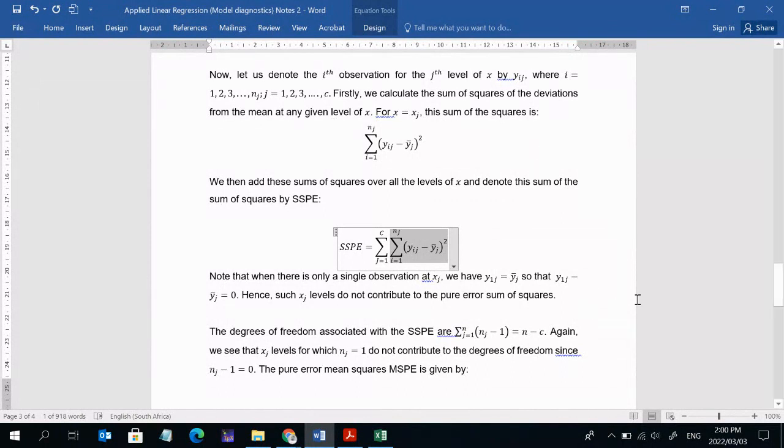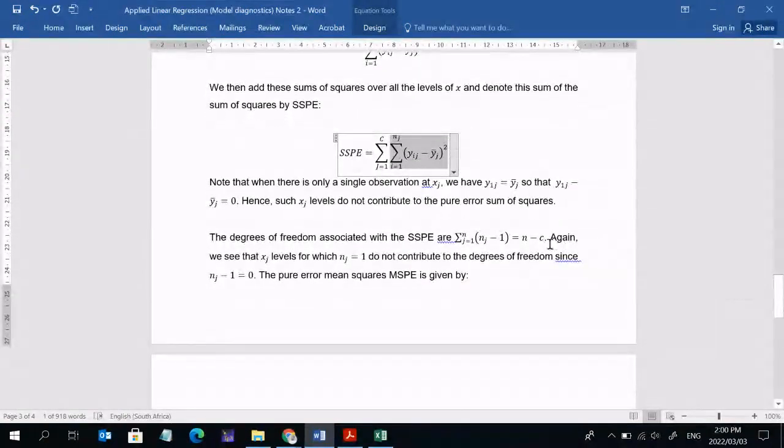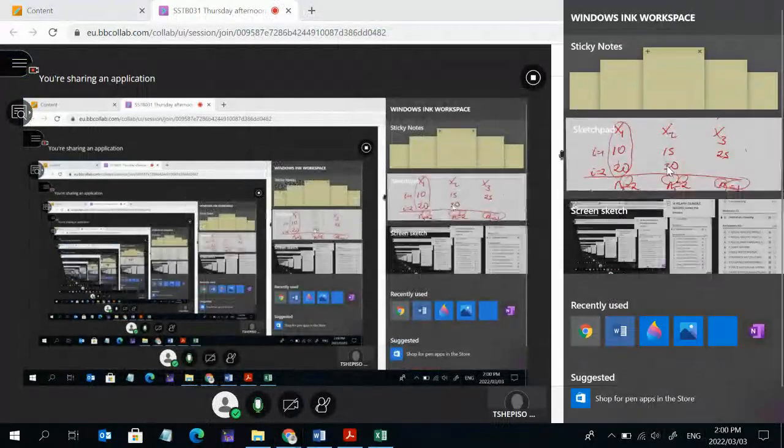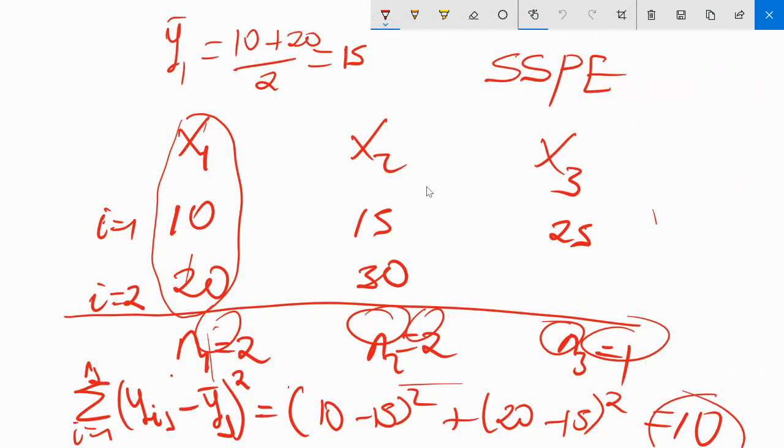So the degrees of freedom for SSPE is nothing but n minus c. C is the number of X levels. So in our example, let me go back to the whiteboard. In our example, we have 3 levels. It means the degrees of freedom for this is going to be n minus 3. Our n is 5 minus 3, so our degrees of freedom is going to be 2. So that's how to get the degrees of freedom for sum of squares due to error.